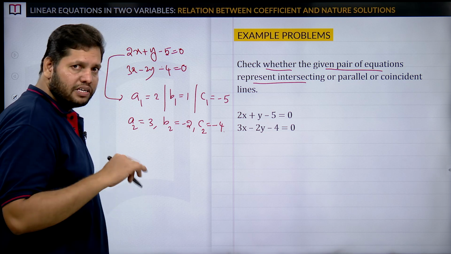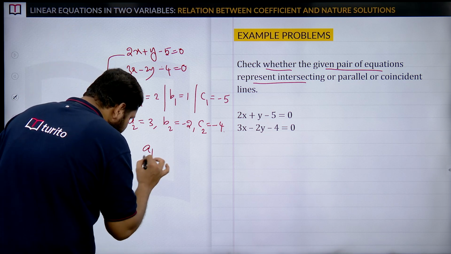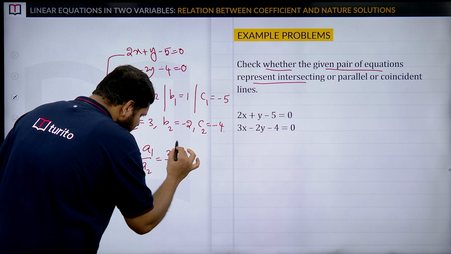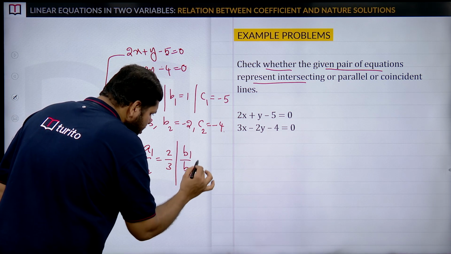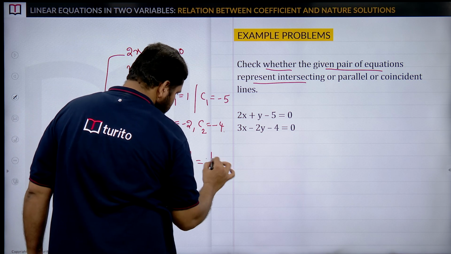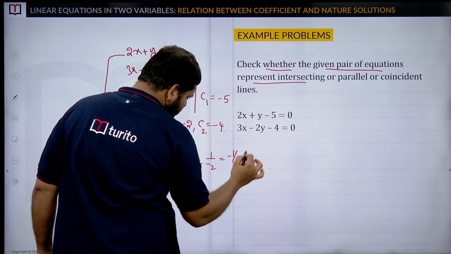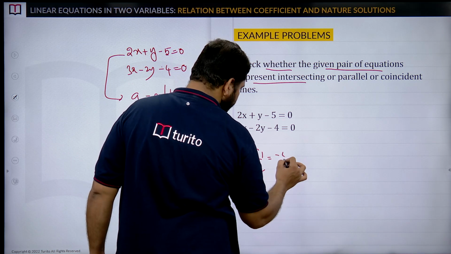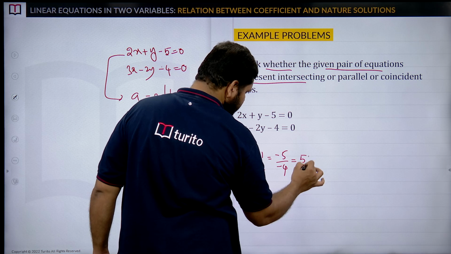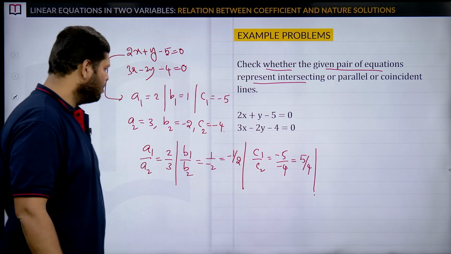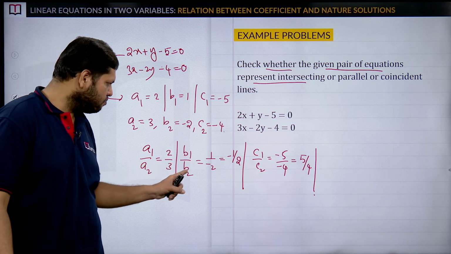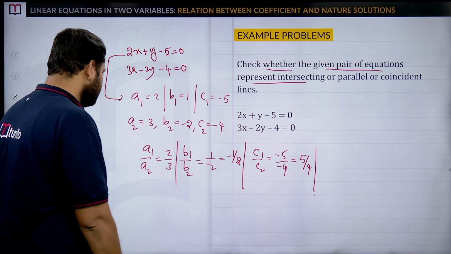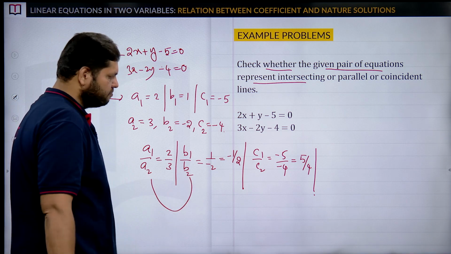Now I am going for the first condition. So I will check a1 by a2 and b1 by b2. What is a1 by a2, children? This is 2 by 3. Then I will find the b1 by b2 value. So b1 by b2 is 1 by minus 2, we can say minus 1 by 2. Then I am checking c1 by c2. c1 is equal to minus 5 and c2 is equal to minus 4, so it is 5 upon 4. So a1 by a2 is 2 upon 3, b1 by b2 is minus 1 by 2 and c1 by c2 is 5 by 4. Children, just look at the values a1 by a2 and b1 by b2.